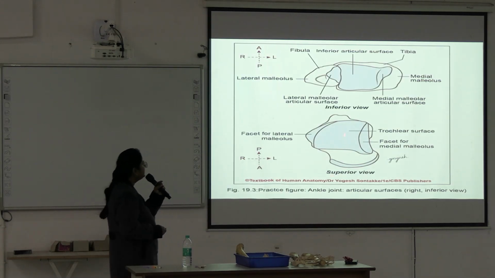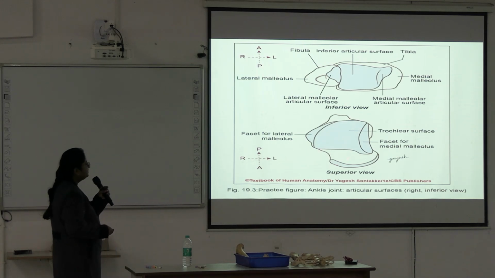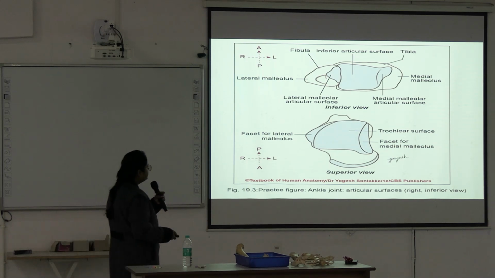Okay, you see here, this is the trochlear surface, facet for lateral malleolus, facet for medial malleolus. Okay, head of the talus, neck of the talus. Here fracture occurs near the neck of the talus. Okay, and this is the superior articular surface, tibiofibular mortise, inferior surface of tibia. This is part of medial malleolus, this is part of lateral malleolus. Okay, next.